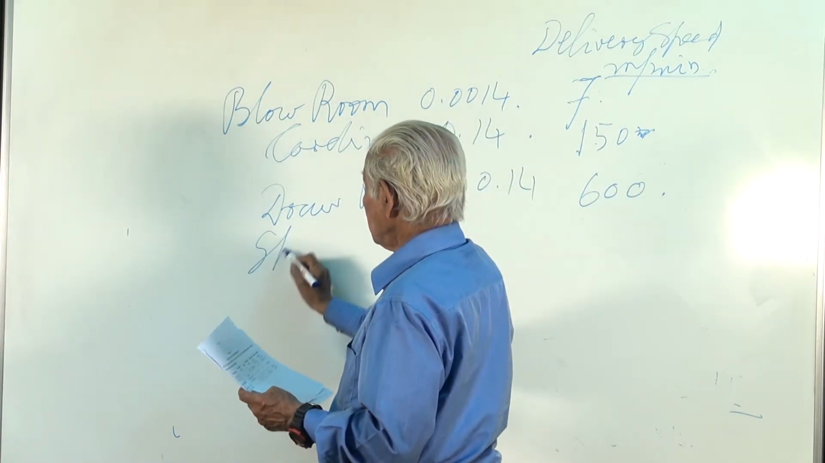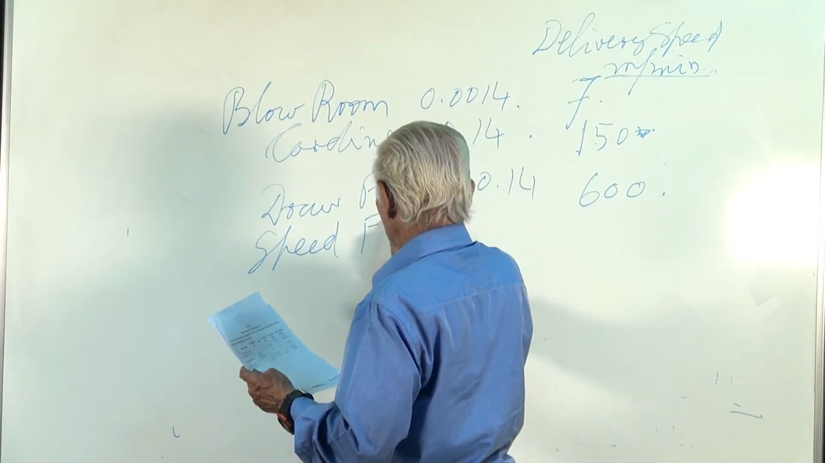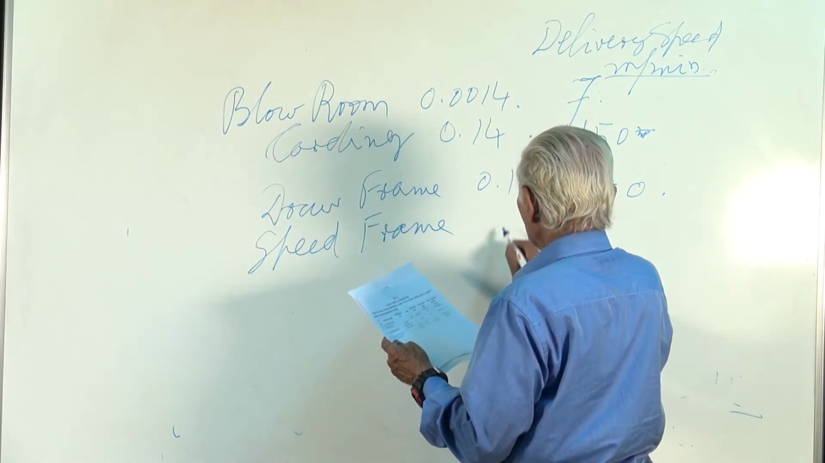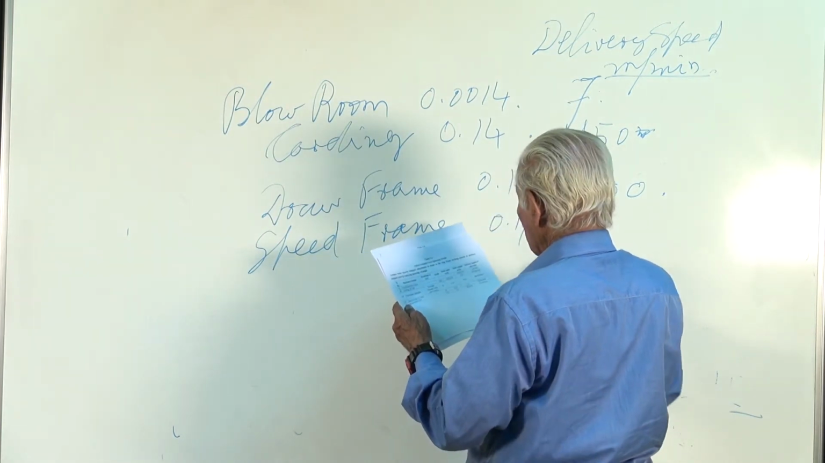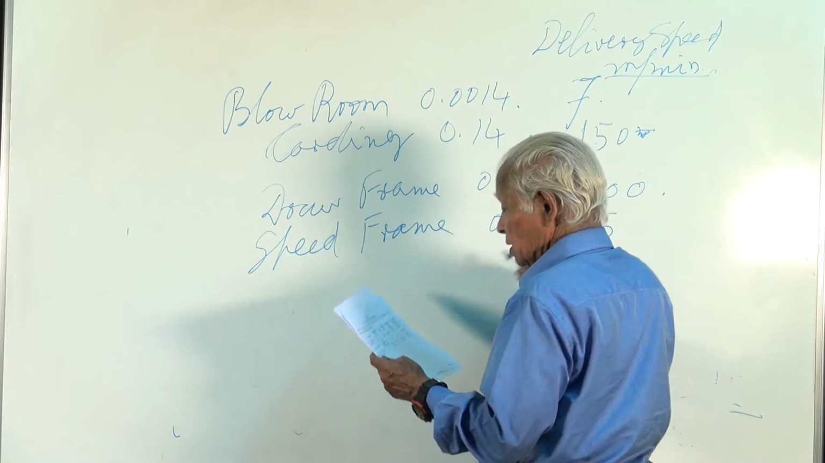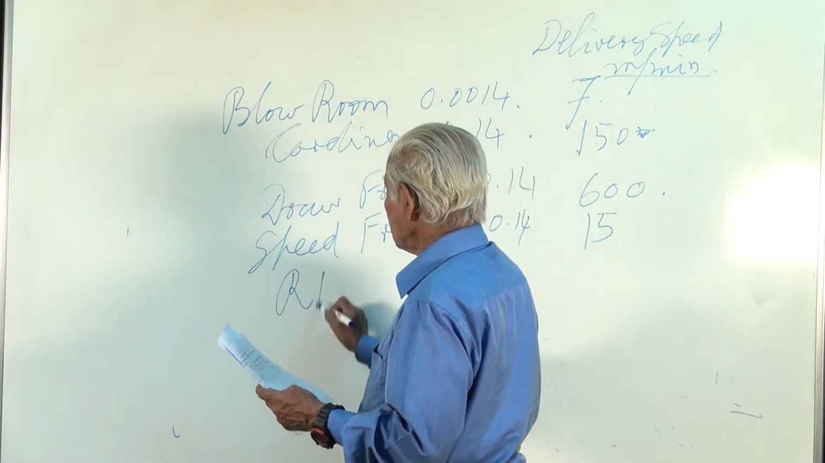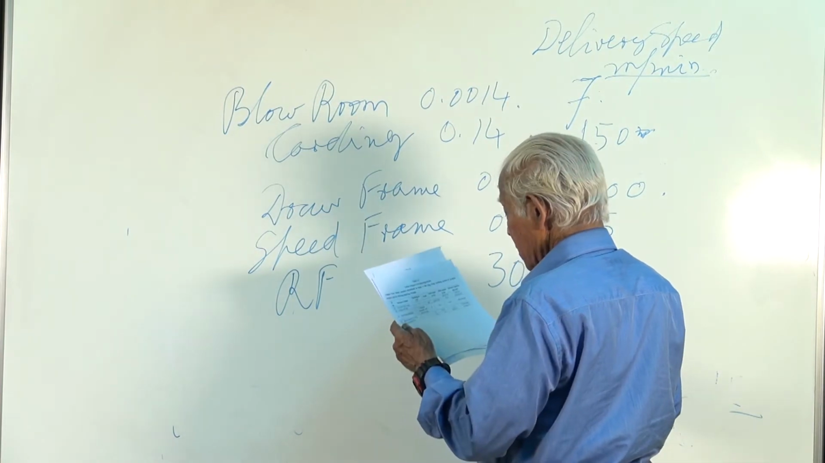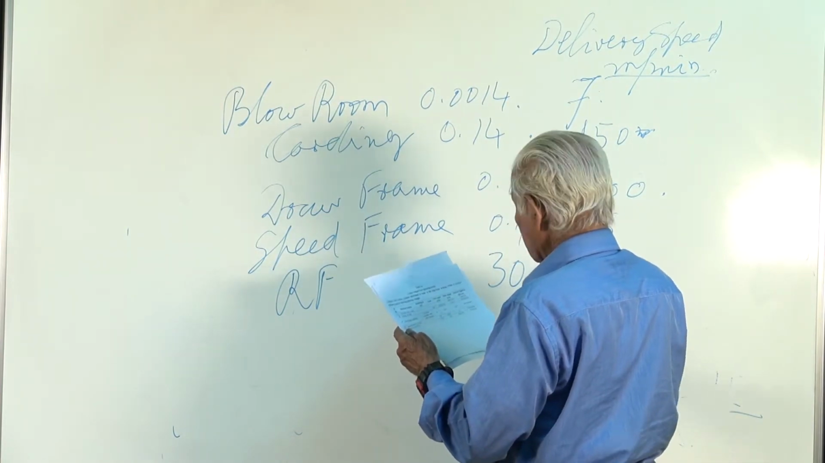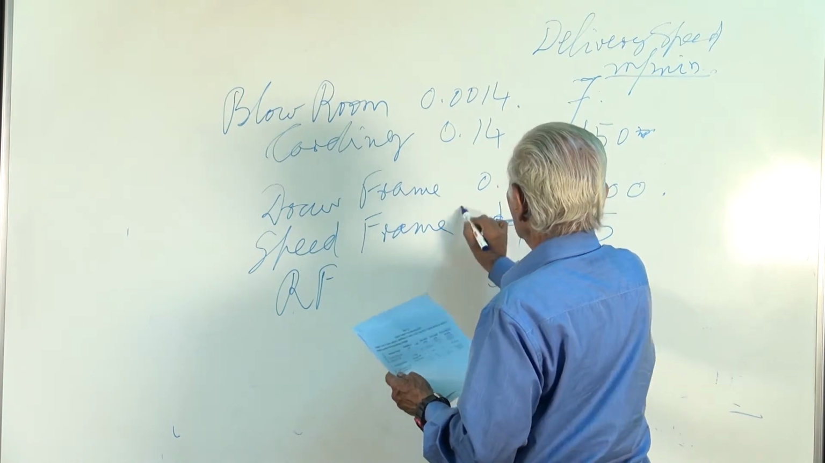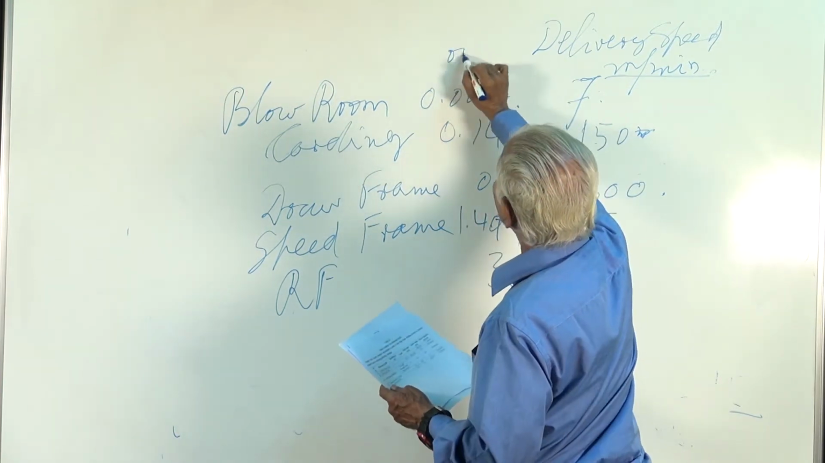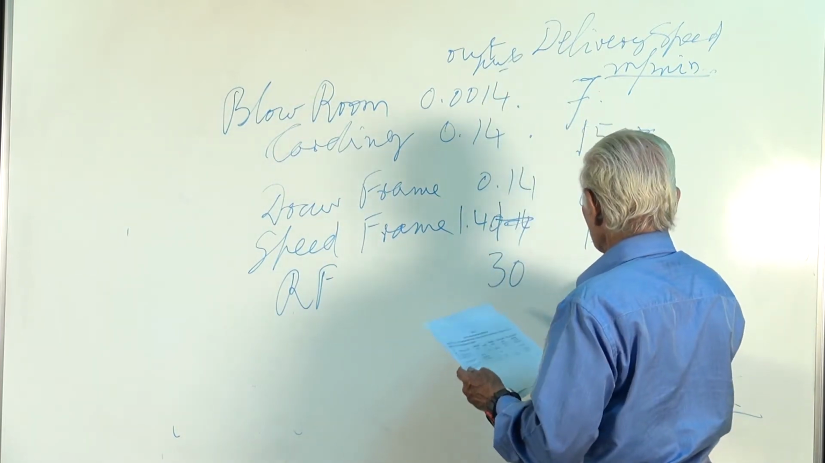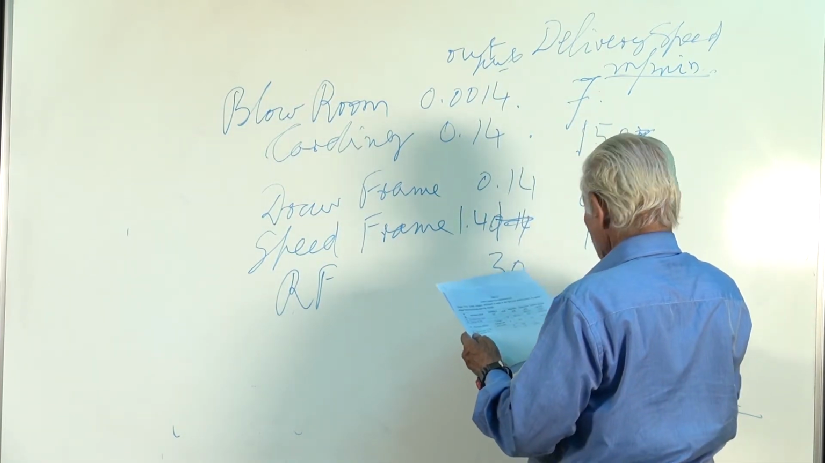Speed frame, 0.14, 15 meters per minute. Then ring frame, 30s, it is 1.4. This is the output tank. 30s count, it is 15 meters per minute.